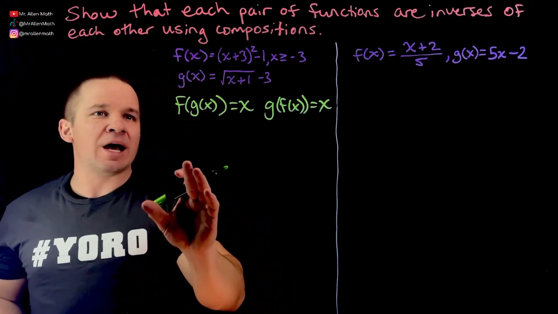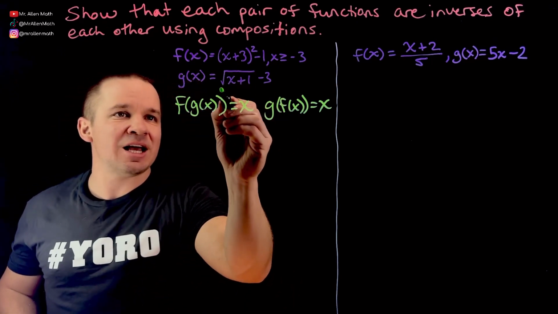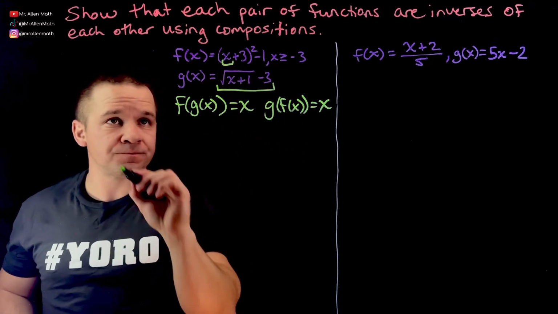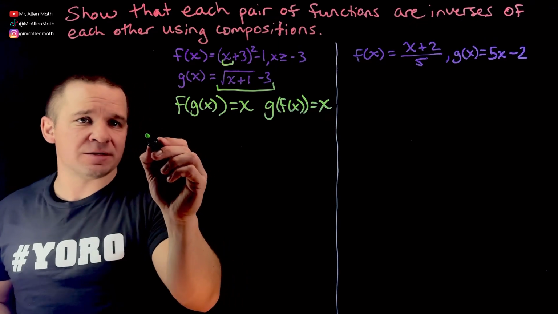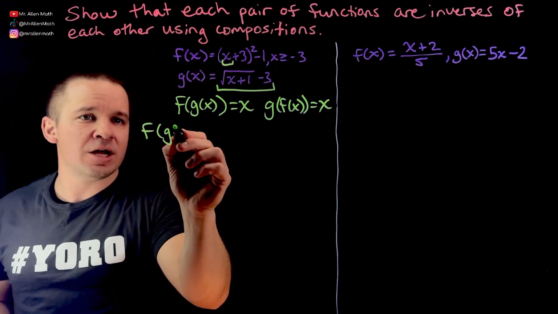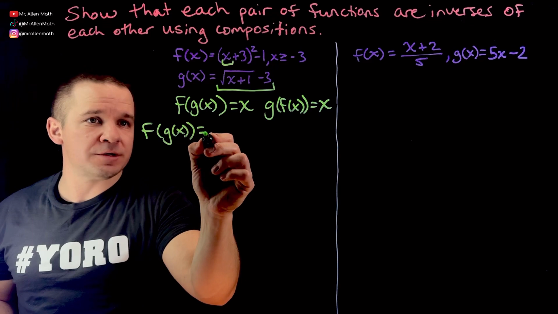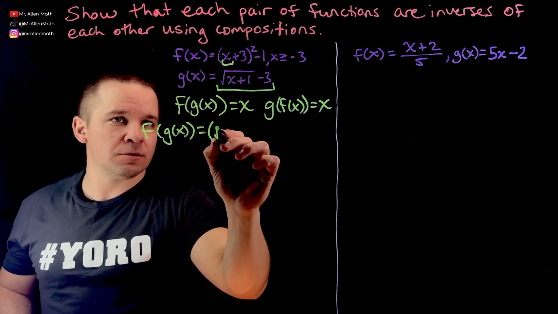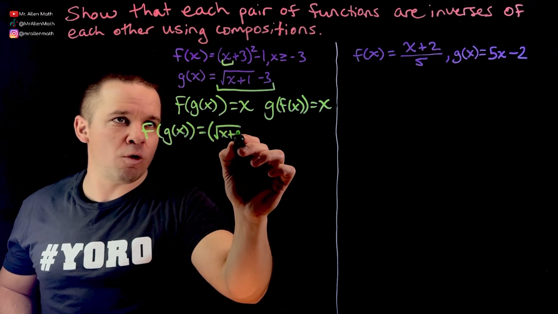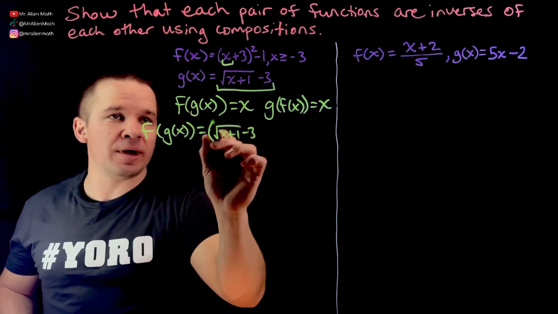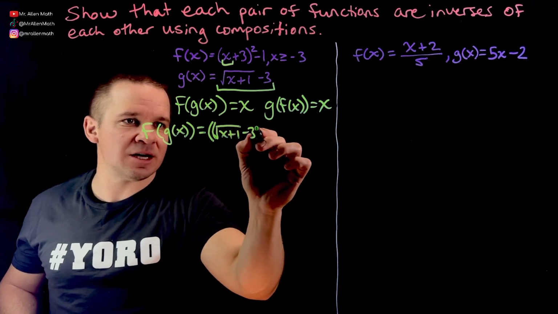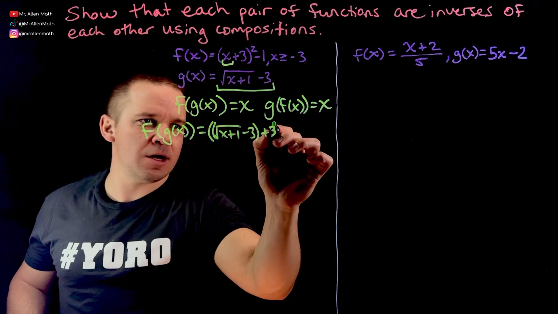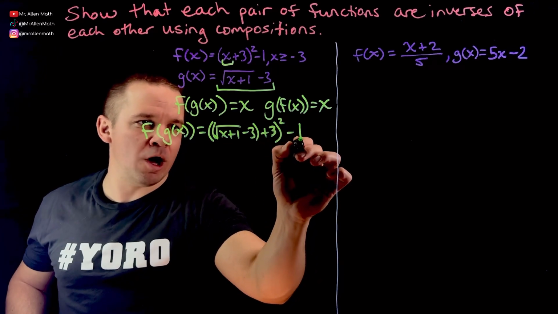First one here, we have f of g of x. That means I need to take this guy right here and plug it in for my x right here, okay? So for f of g of x, I'm going to start over a little bit more. f of g of x equals, I have my f function, boom. We have the square root of x plus 1 minus 3. That's all going in for x right here. I'll even put a second set of parentheses. Then we have plus 3, squared, minus 1.